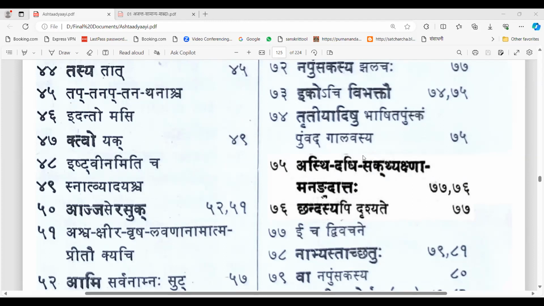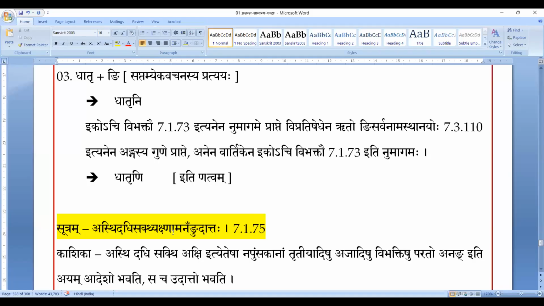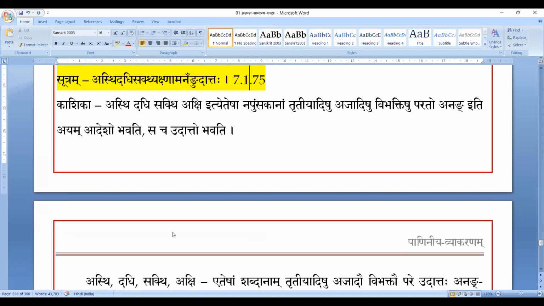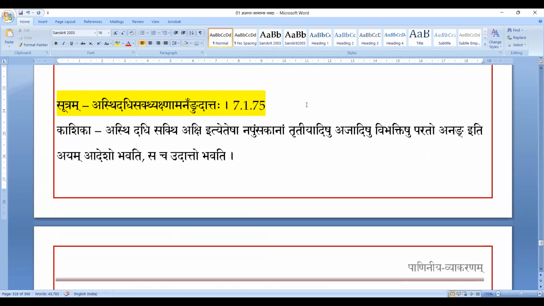So Napumsakasya Tritiya Adishu, from Tritiya Bhakti onwards. That is why for Dadi Shabda, you will see forms different from Vari. So Asti, Dadi, Sakti, then Akshi. iti etesham napumsakanam shabdanam Tritiyadishu Ajadishu Bhakti Pratyaya Pare, what will happen? Here you will have the Adesha, Anang Adesha. Anang is Nit Adesha. Nitvat Kutra Bhavati? Alontyasya. Right? No, Nit is Paribhasha. Anekarshit Sarvasya. Alontyasya. Nicha. Anekarshit Sarvasya. Adehe Parasya.